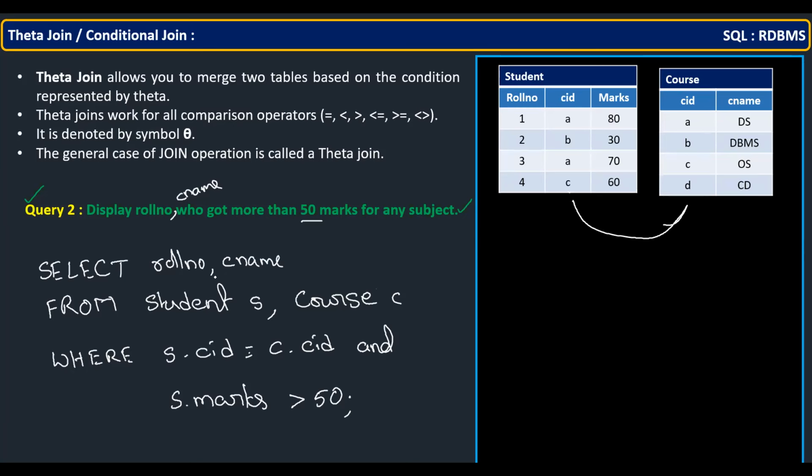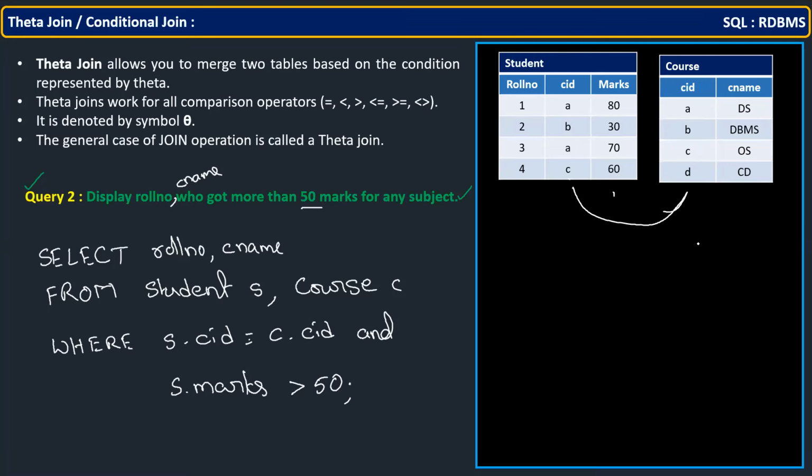So some of you gave a condition like S.marks greater than C.course. See, this is the marks column. How will you put a relation between these two? It's not meaningful, right? For example, S.marks is greater than C.course. Marks means 80, for example. Course means DS. Is it meaningful? No, right? So this condition is wrong.